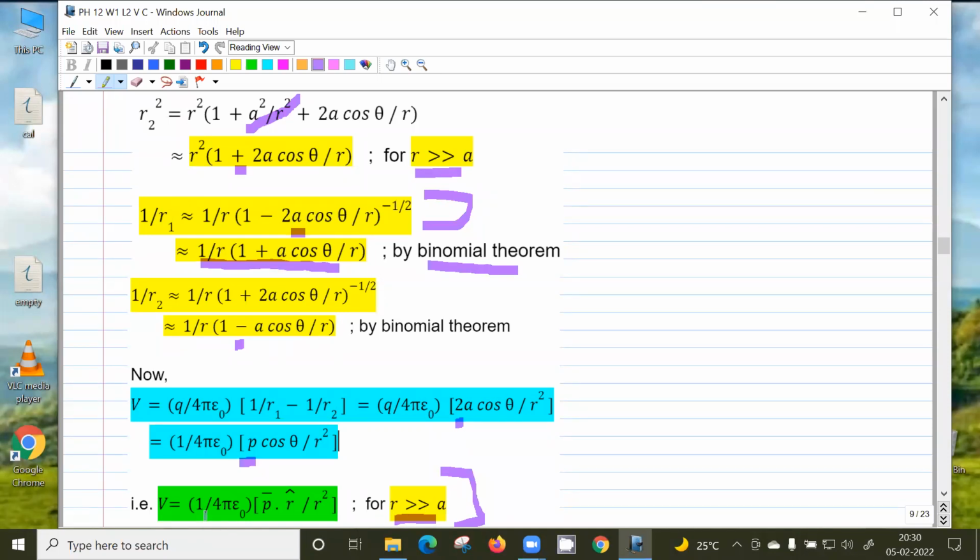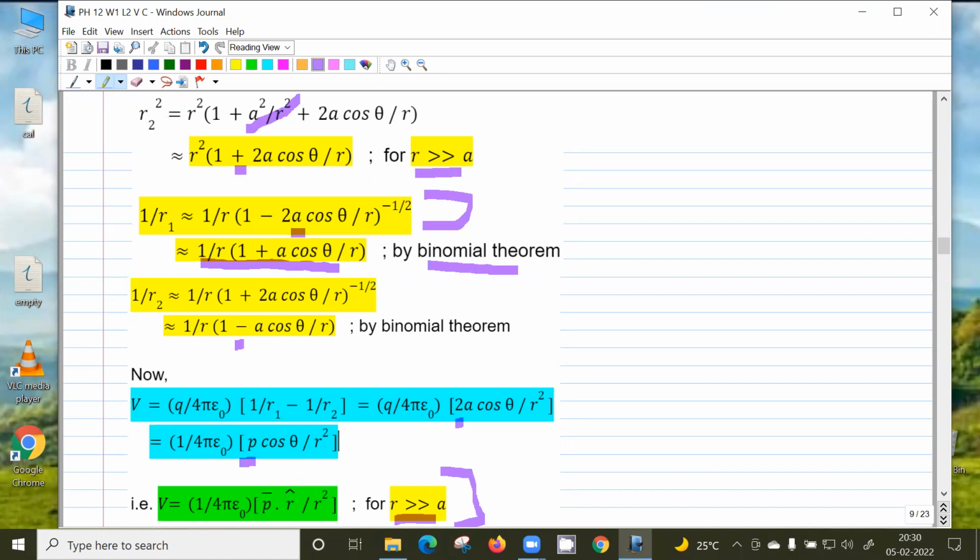So for a point charge it is 1 by 4 pi epsilon naught times the charge divided by the distance. Here it is P dot R cap divided by the distance squared. This P has a distance dimension, it's Q times the distance. So that distance will cancel one power of the distance and become Q by R. So dimensionally it is correct.